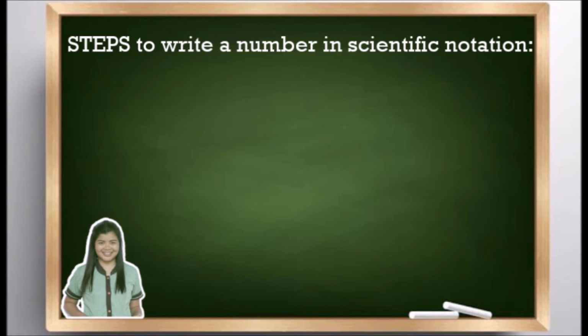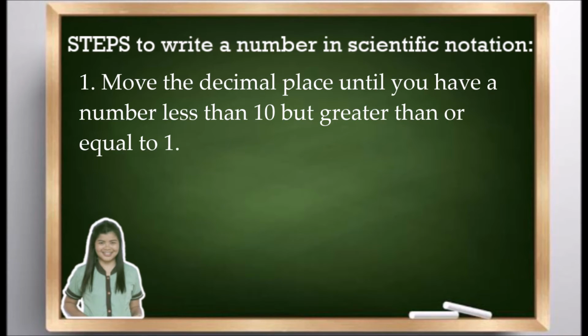Okay, for the steps to write a number in scientific notation, the first step is to move the decimal place until you have a number less than 10 but greater than or equal to 1.